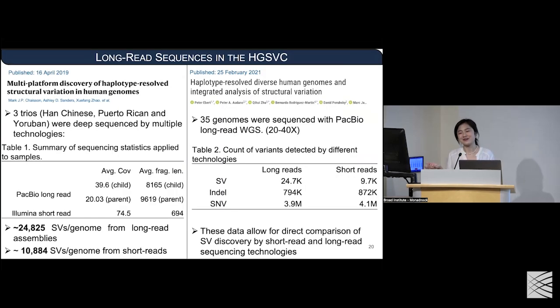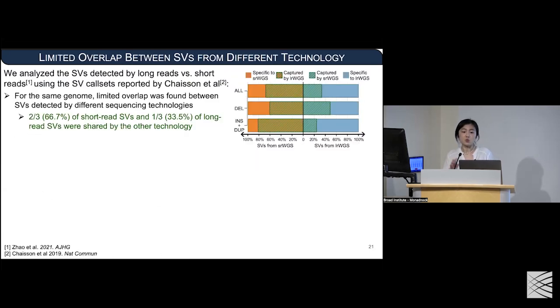So the next question would, of course, be what are we missing? How do we use the long reads to guide better SV discovery from short reads? There have been a couple of long-read efforts in recent years. The first paper the HGSVC published was back in 2019, where they deep sequenced 3 trios with multiple technologies, and then they later enlarged it to 35 genomes. We have matched short-read data for all those samples, so we can do an apples-to-apples comparison in the same sample.